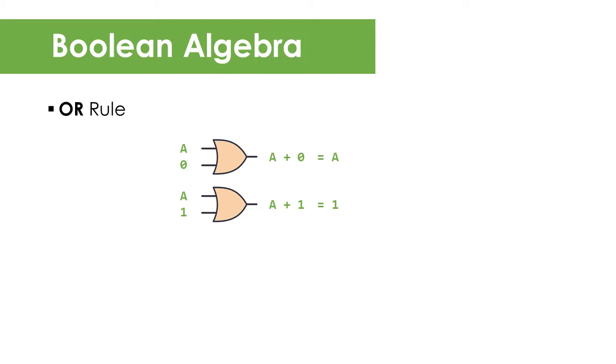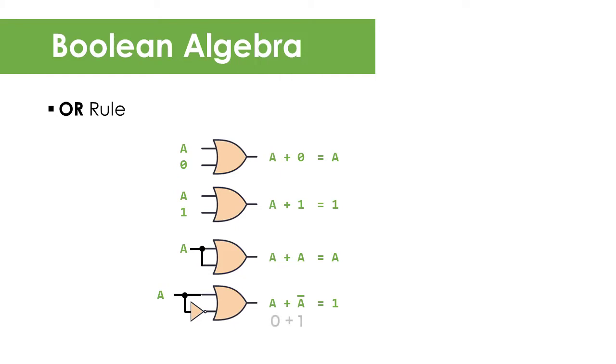In a logical OR operation, presence of logic 1 in one of its input signals produces an output of logic 1. Third, if an input signal A is ORed with the same input signal A, then the output signal is the same signal as A. Finally, if an input signal A is ORed with its inverted signal A bar, then the output is logic 1, as in 0 plus 1 is 1 and 1 plus 0 is 1.